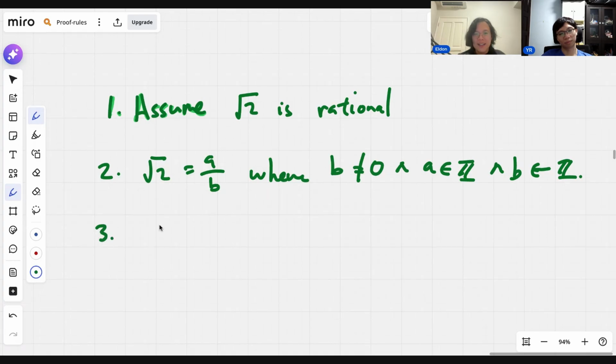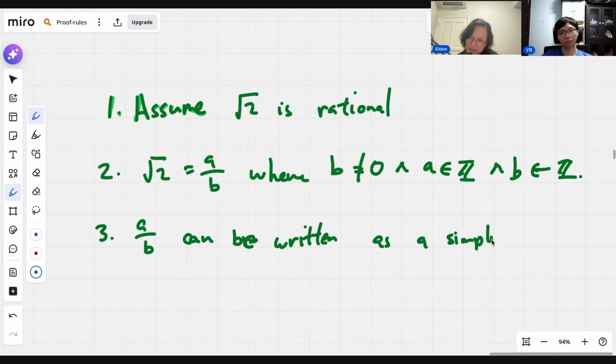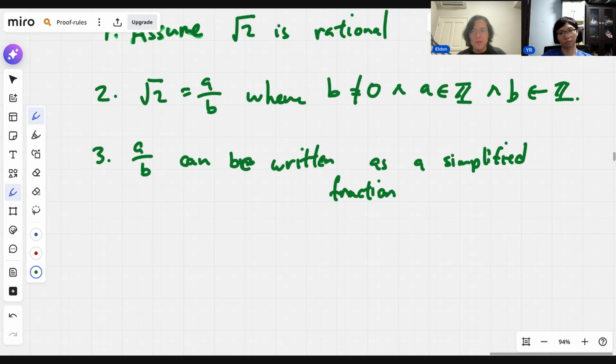And then they will say something along the lines of a over b can be written as a simplified fraction. Simplified fraction here means it's the smallest possible terms already. You can't make them any smaller. And now they'll say, well, this means that I can square both sides and multiply b across. So I'm going to write this as 2 times b squared is equal to a squared.